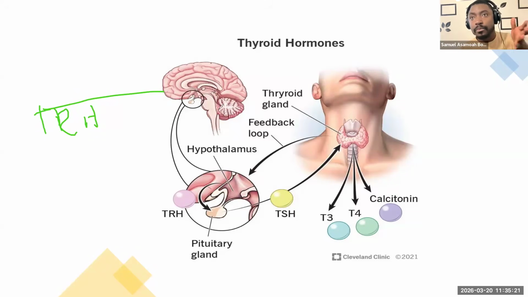Let's go. T3, T4, calcitonin. Growth hormone. Oxytocin. Yes. Antidiuretic hormone. Thyroid stimulating hormone. Follicle stimulating hormone. Adrenocorticotrophic hormone.